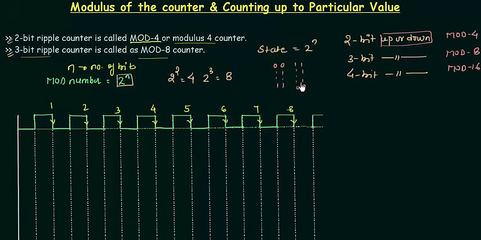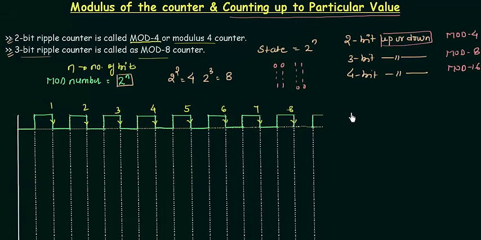Now we can move to a very important topic, that is counting up to a particular value. We have to see how we can stop counting at a particular state, a particular count, or a particular value. So please watch it carefully, and it is going to help you in so many problems relating to the counter. So let's start with the second part of this presentation.